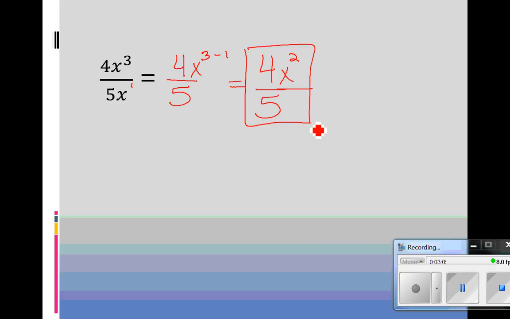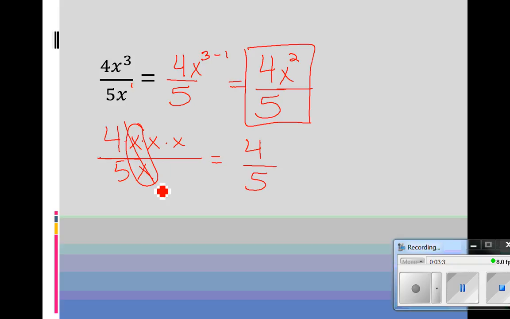And the reason that we're able to subtract is because the top would have 4 times x times x times x. The bottom would have 5x. And the 4 fifths has to stay the same. And then we can cancel these out because they equal 1. And we're left with 2 x's on the top, no x's on the bottom, and we get the same answer doing it a different way.